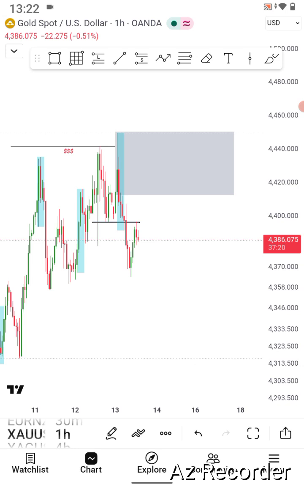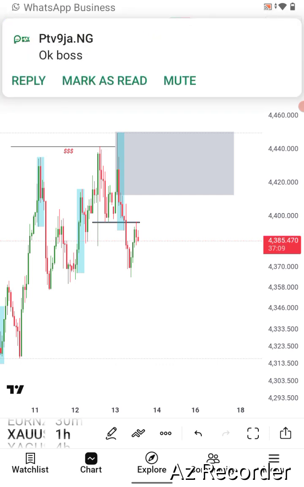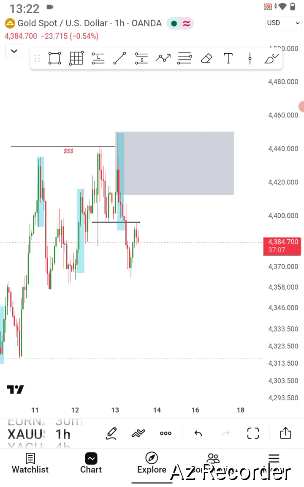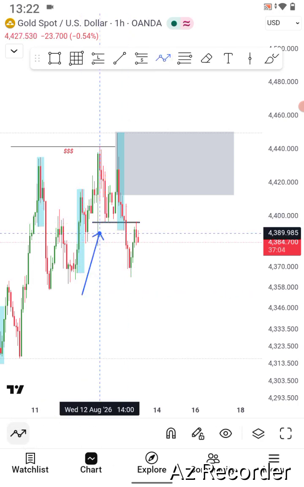Are you seeing it now? Now after we have done this, what's the next thing to do? We are going to scale down to 15 minutes time frame. But before we go further, what does an order block represent?